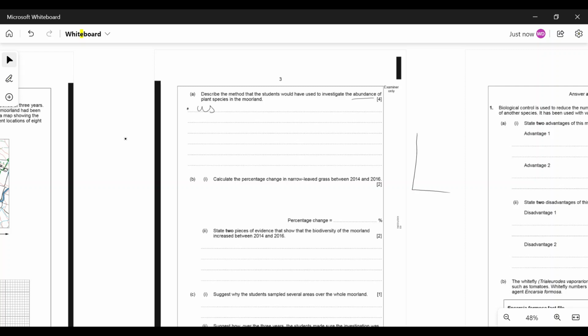So the first mark is in fact stating somewhere that you've used quadrats and that you set up a grid. In order to put your quadrats down, you need to reduce bias, so you do that by randomly generating coordinates. It's important you state the word randomly. Okay, so you randomly generate coordinates to place the quadrat down. Once you place the quadrat, you would count the number of species, the number of plants of each species.